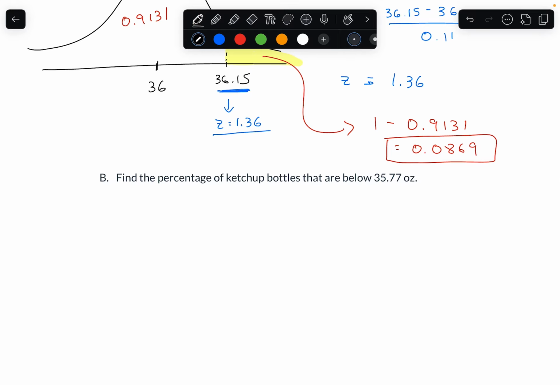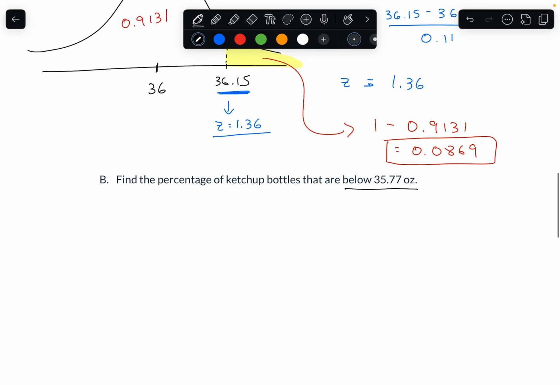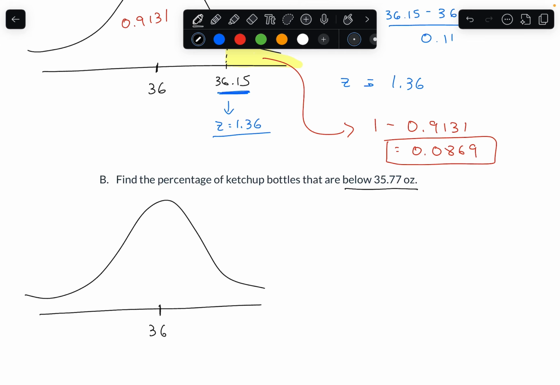Let's take a look at a couple more here. Part B says find the percentage of ketchup bottles that are below 35.77 ounces. Again, I'm going to take a second just to go ahead and draw out what this looks like on our normal curve. So here's my normal curve. The mean we said was 36, and 35.77 is less than the mean, so it's going to live somewhere over here on the left. So let's say here's 35.77, and I would like to know the percentage that are below this value. In other words, less than that value. So I must be talking about the area to the left over here.